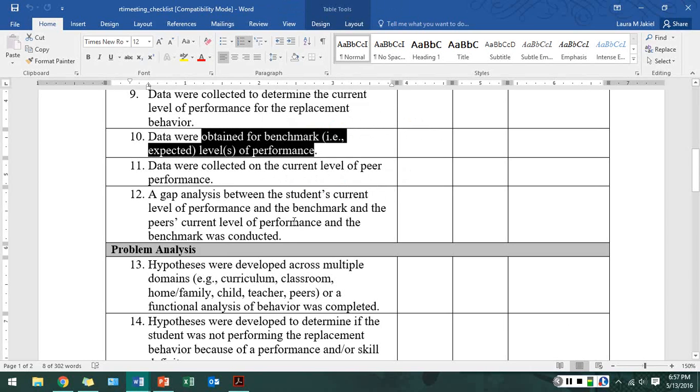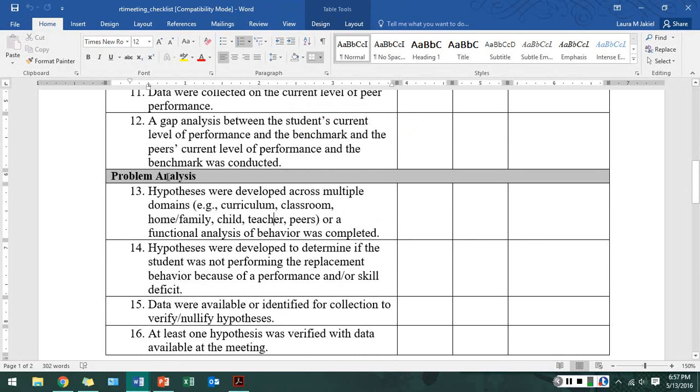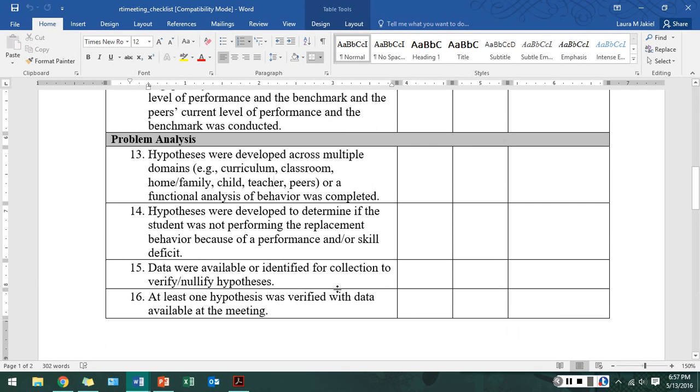benchmark data, and then we start doing this problem analysis. Now this is a very interesting thing, and we're going to talk about it in a few slides from now, where we start trying to identify reasons for these issues, and then you're technically doing research with the student as your subject as part of the IEP.